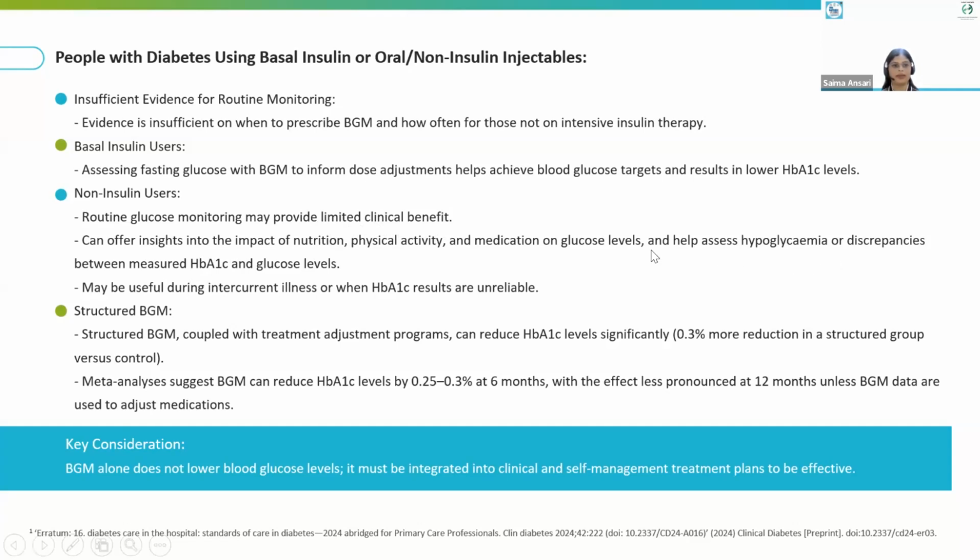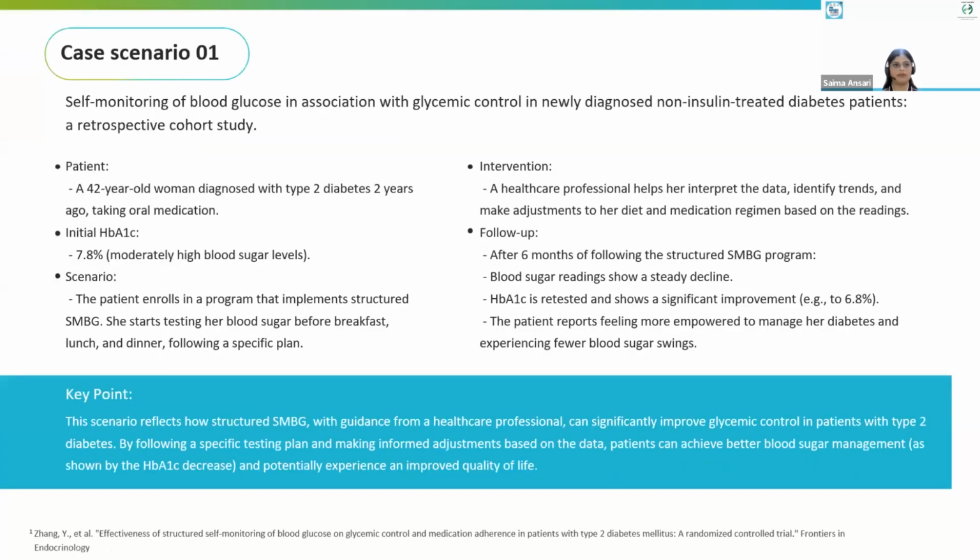Structured blood glucose monitoring coupled with a treatment adjustment program can help in reducing HbA1c levels significantly. So the key consideration here is that blood glucose monitoring alone does not lower blood glucose level. It must be integrated into clinical and self-management treatment plans to be effective.